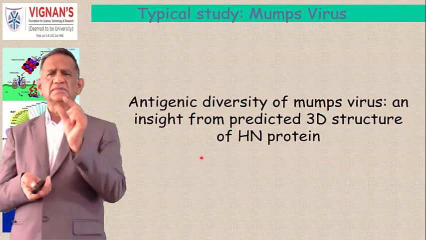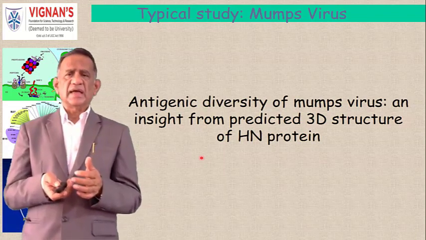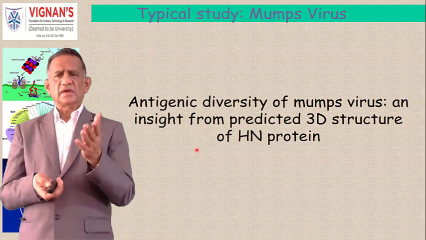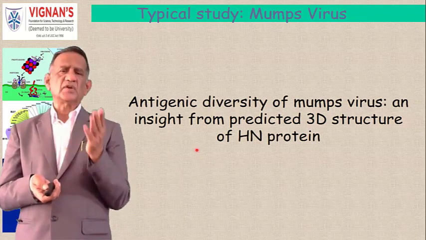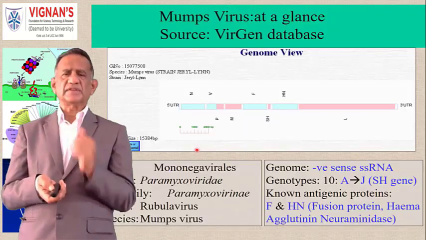Here let us see a simple example of mumps virus: antigenic diversity of mumps virus, an insight from the predicted 3D structure of hemagglutinin neuraminidase protein. Okay, let us see now.